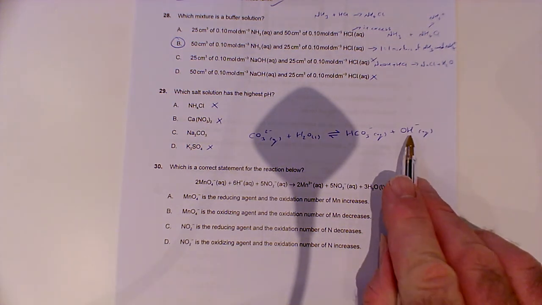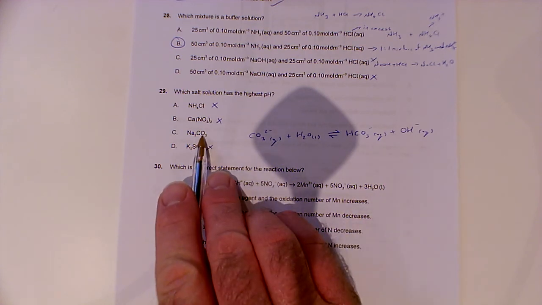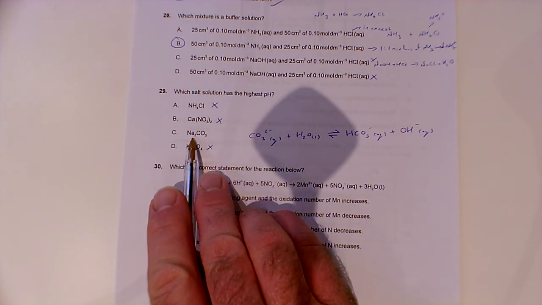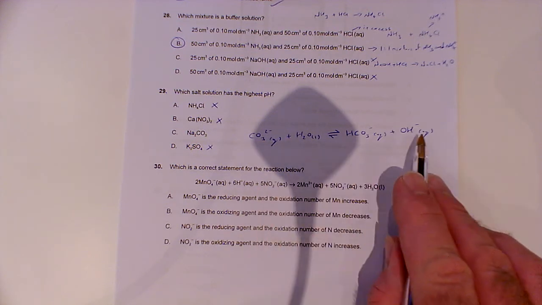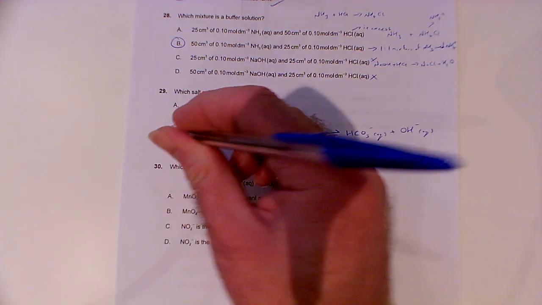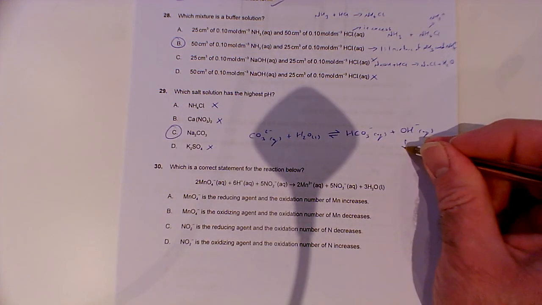So with hydroxide ions being created in this one, because it does dissolve, it's soluble because it's a sodium salt, the carbonate will react reversibly with some of the water and create hydroxide, so I'm going to go with C. Okay, so that's going to increase the pH.